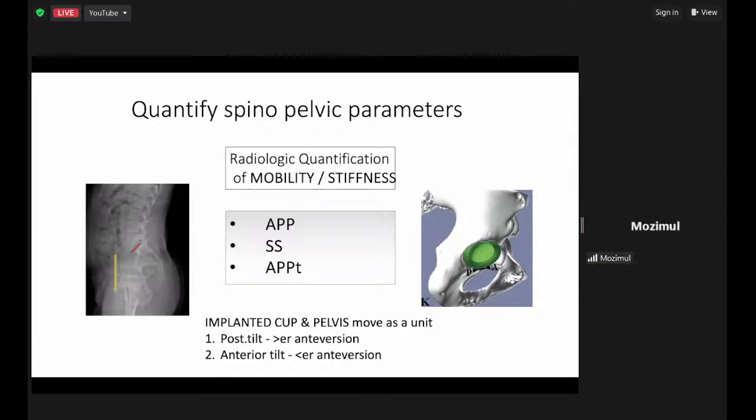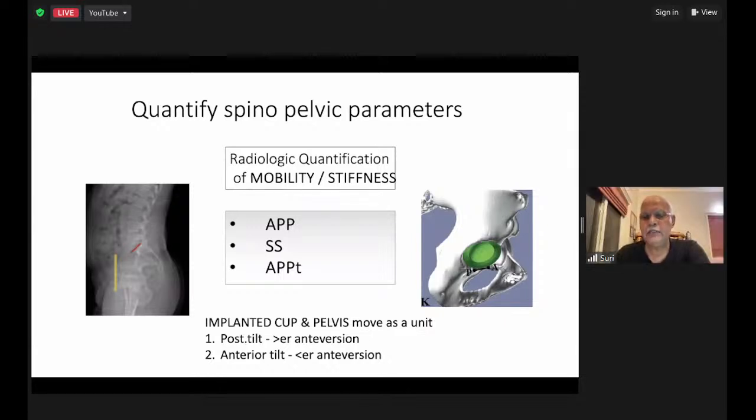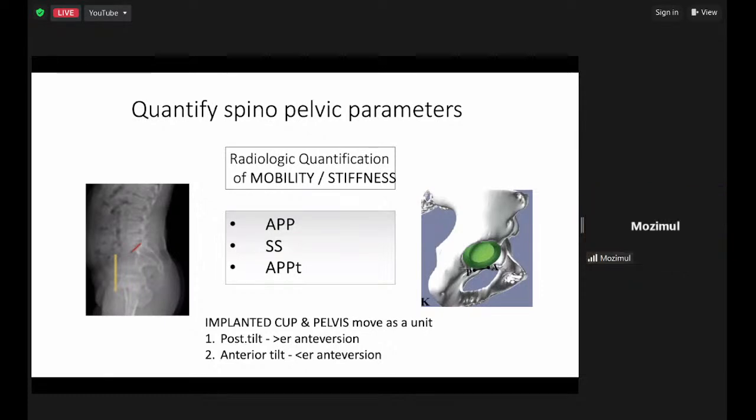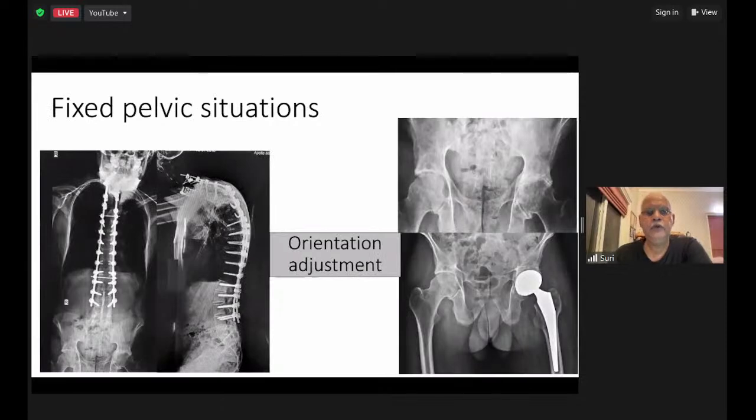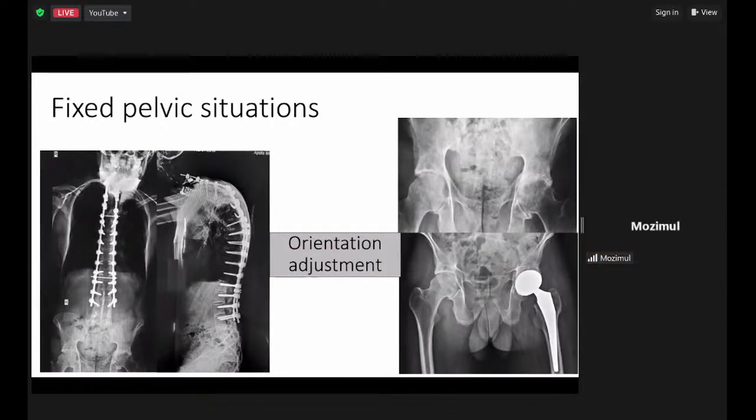If you have an increased posterior tilt, a greater anteversion is required. If the pelvis is anteriorly tilted, decrease the anteversion. This is very, very much in a nutshell. There is much more to it than this. These things become important when you talk of fixed pelvic situations, especially orientation adjustment.